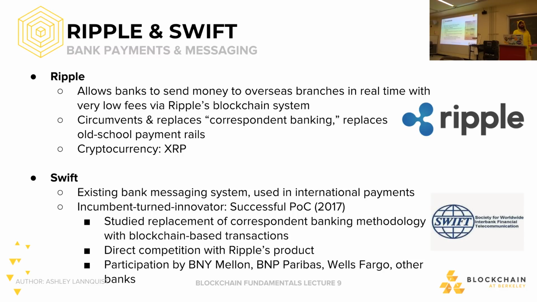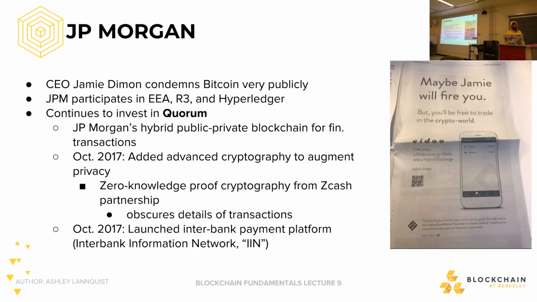Sweet. We have JP Morgan, which is an interesting one. You guys have probably heard of Jamie Dimon. He's the guy who, in the second lecture, said Bitcoin is trash, Bitcoin's going to fail. He's been saying it recently too, but he also says that blockchain is something to look at, blockchain is something to invest in, and continuously, JP Morgan has been participating in big blockchain initiatives, such as the Enterprise Ethereum Alliance, R3, and Hyperledger. And they're also developing Quorum, which Rusty mentioned before.